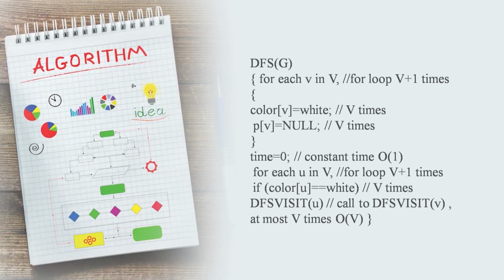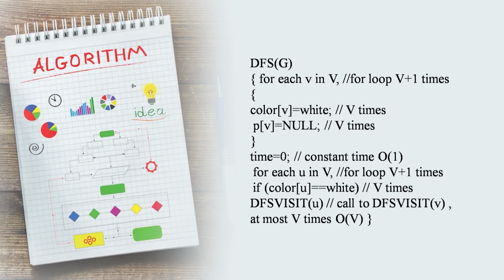Okay, moving forward, this is the algorithm. It is divided into 2 parts. The first part is the DFS with one argument G. Another part is the main part, where you have to visit the nodes one by one recursively. That is referred to as DFS visit. So what will happen in DFS? Firstly, the loop will be for every vertex. For each V in the vertex set, the loop will run V plus 1 times. How many vertices are there? If there are 5 vertices, the loop will run 6 times, 5 plus 1.